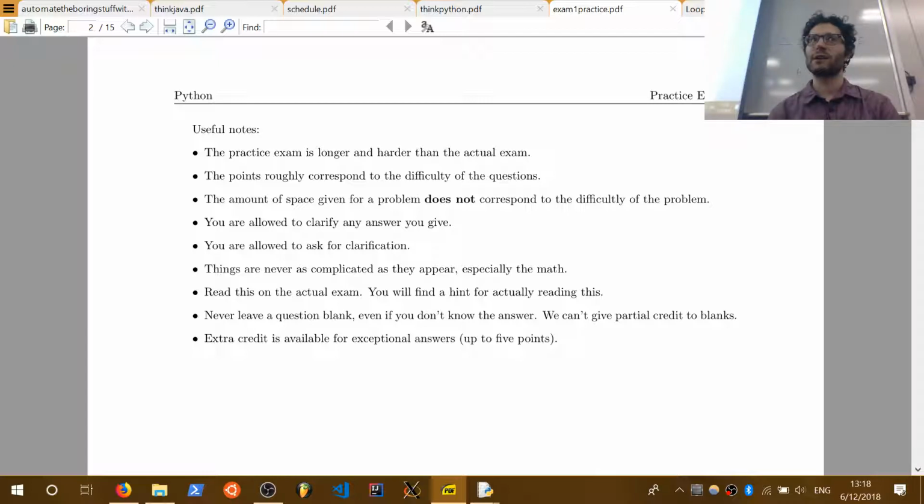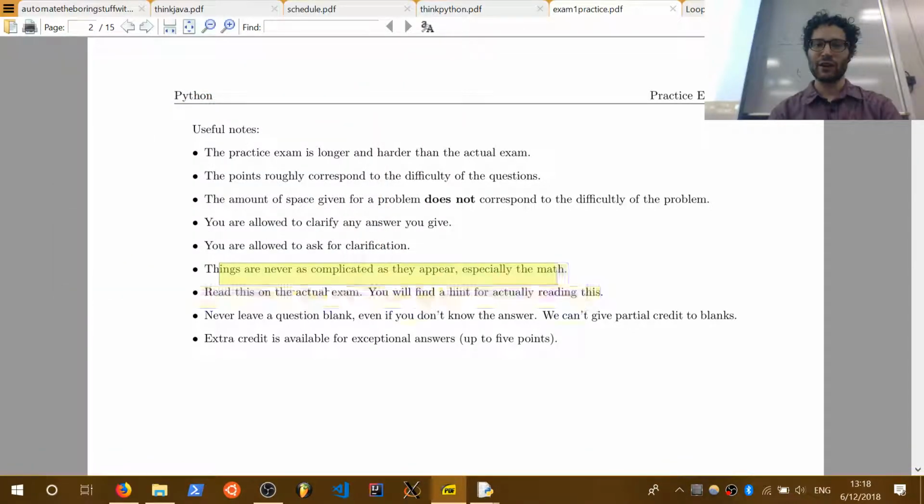So when you have to write code, I'm very fond of you actually having a lot of space to do so, because you might realize that you want to scratch out everything and start from scratch. You're allowed to clarify any answer you give. All questions are essay questions, including the multiple choice questions. So, in other words, if you think your answer is right, you can give me a justification for it. You're allowed to ask for clarification for any question.